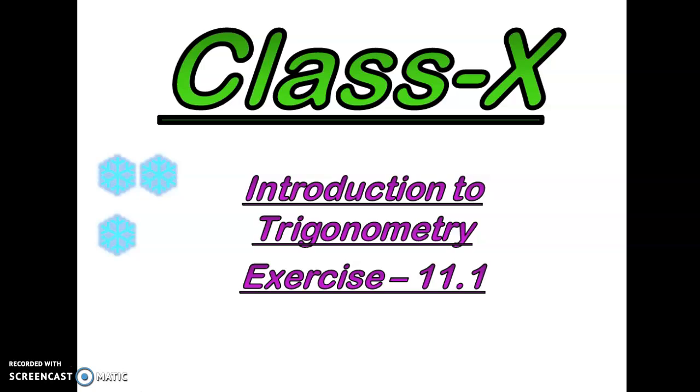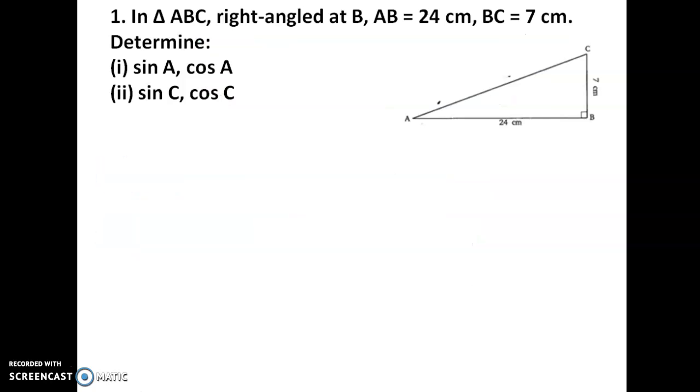Hello students, in the chapter Introduction to Trigonometry, let's solve exercise 11.1 in this video. First problem: in triangle ABC, right angled at B, AB equal to 24 cm, BC equal to 7 cm, determine sin A, sin C, cos C.